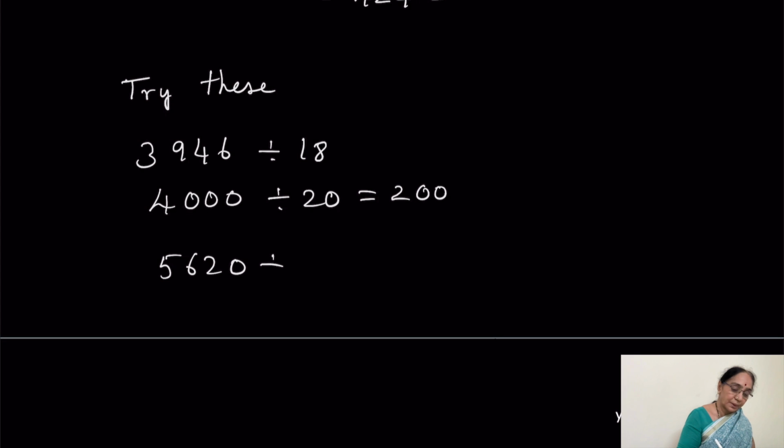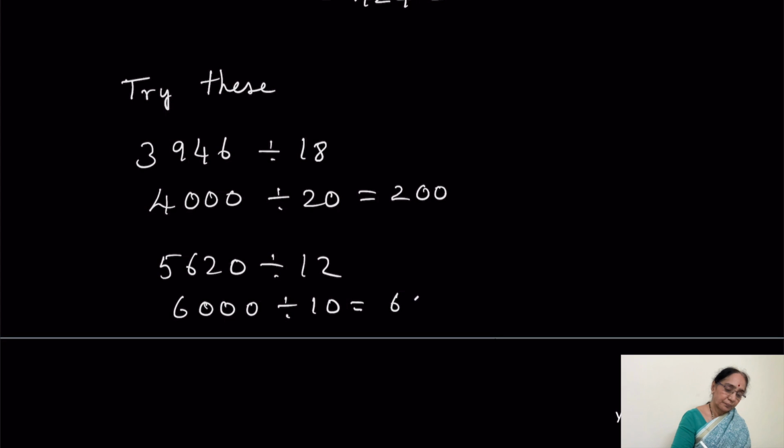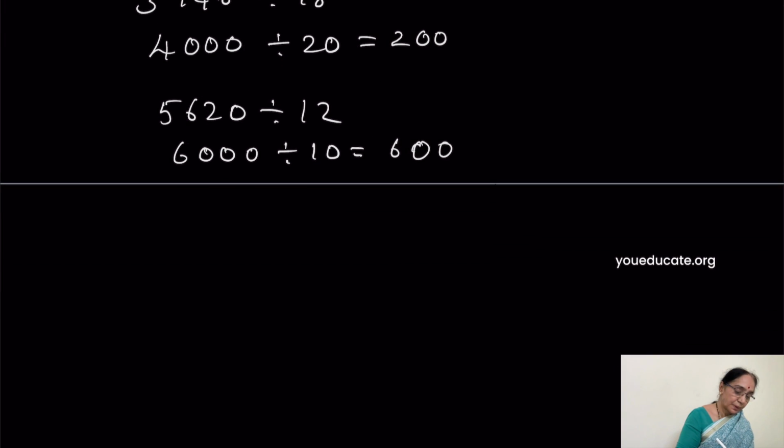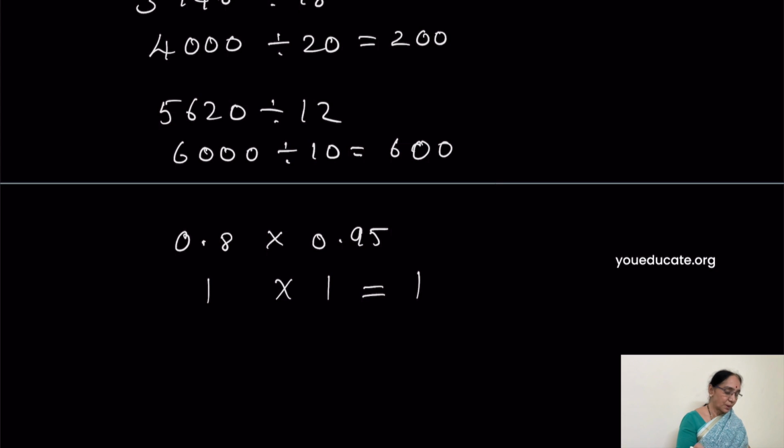5,620 divided by 12? That would be 6,000 divided by 10, or that can be 600 again. Now what about 0.8 times 0.95? 0.8, the closest whole number is 1, and so also for 0.95 the closest whole number is 1. So 1 times 1 is 1.